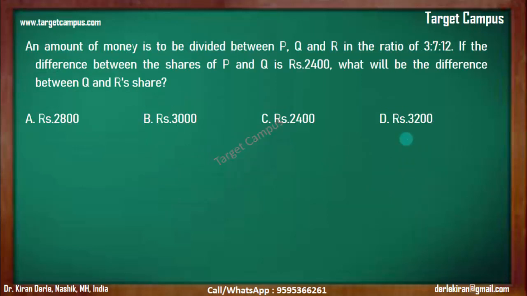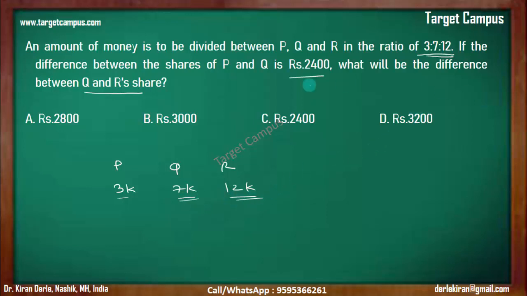Let's move ahead. An amount of money is divided between P, Q and R in the ratio 3 is to 7 is to 12. So some amount is divided in this ratio. If the difference between the shares of P and Q is 2400, what will be the difference between Q and R's share? So P, Q and R, right? The amount is divided in this ratio 3 is to 7 is to 12. Let's say P gets 3k, Q gets 7k and R gets 12k rupees. So this is in rupees now, right? This is not ratio now, this is in rupees.